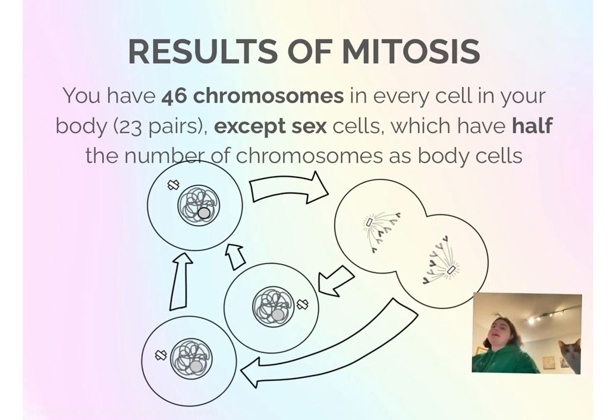So the results of mitosis, you have 46 chromosomes in every cell, which is 23 pairs, except sex cells where you have half the number of chromosomes, because when you get your sperm and your egg, you want each of them to have 23, so when they come together, they'll form 46 in a normal cell. So that's the results of mitosis, and that's it. That's all we got.